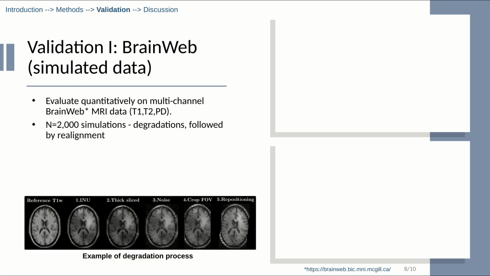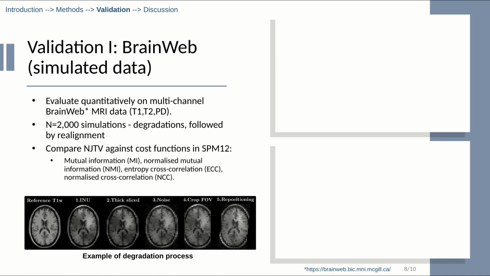We then, for each channel, apply a degradation process. This is shown here at the image at the bottom. We start with a reference image. We then apply a random strength intensity non-uniformity, and we then simulate thick slices, which is common in hospital data, along one of the axes. We add random Rician noise. We crop the field of view, and finally we reposition with a rigid realignment between -5 to 5 centimeters and -15 to 15 degrees. And we do this for 2,000 simulations.